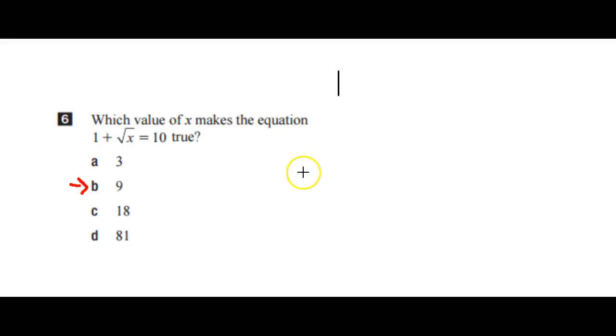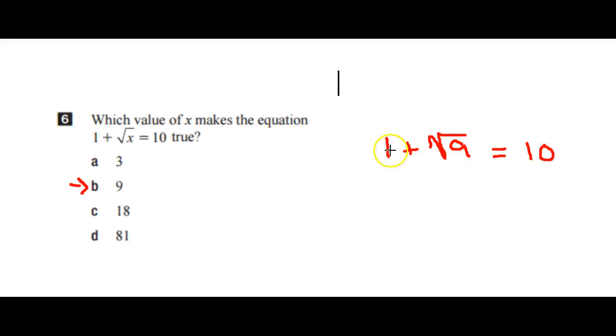And so really what they're saying is, if I put 9 in for x, does that make the left side equal to the right side of this equation? So 1 plus root of, and instead of x, I'm going to put the value 9 there for part B, because that's what the answer is. So I want to know if that is the value of x here. All right, so let's look. So 1 plus root 9.